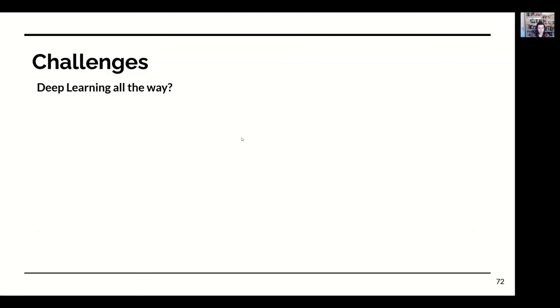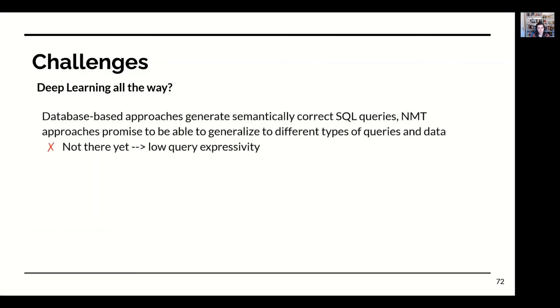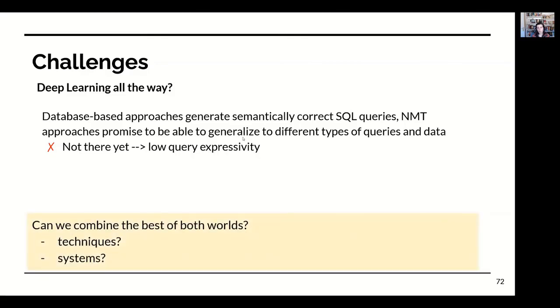What about deep learning? So today we focused on all these deep learning techniques, but should we go deep learning all the way? In fact, database approaches have been shown to easily generate semantically correct SQL queries because they are using the underlying database information. On the other hand, neural machine translation approaches promise to be able to generalize to different types of queries and data. However, we are not there yet, as we have already discussed. The promise here is how we can combine the best of both worlds.